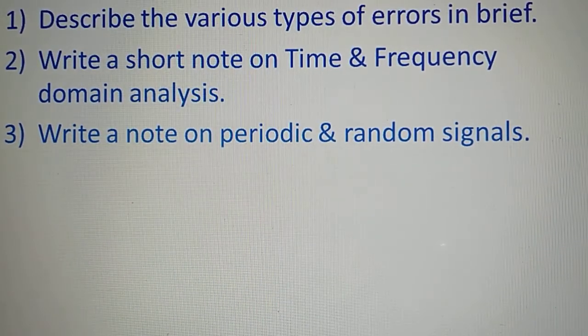These are the 3 important questions based on the first module. The first question for the assignment is, describe the various types of errors in brief. The second question of your assignment is, write a short note on time and frequency domain analysis, which we have studied. And the third question of your assignment is, write a short note on periodic and random signals.